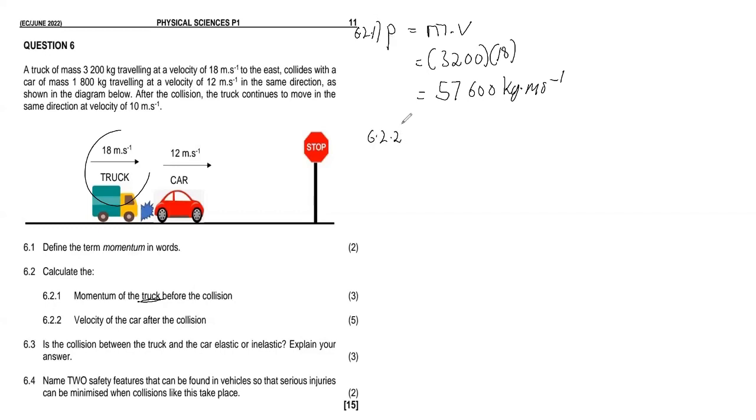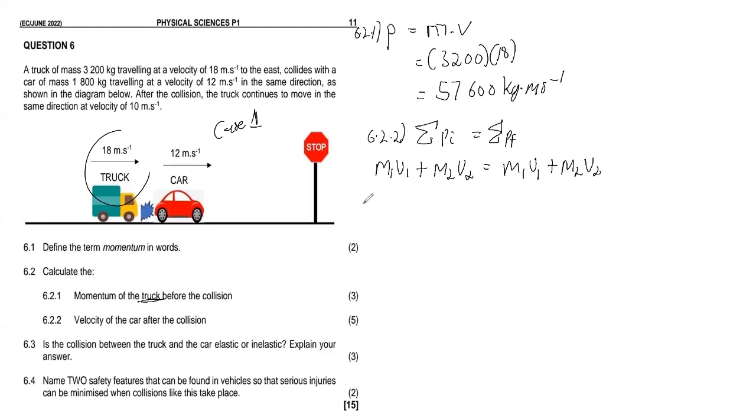For 6.2.2, it says calculate the velocity of the car after the collision. Now reading from the statement, we can see that this is case 1, whereby the two objects collide moving separately, and then after collision, they still move separately. So that means our formula needs to say sum of momentum initially is equal to sum of momentum finally. So we have our equation like this, m1 v1 plus m2 v2. After collision, again, they still move separately. So this is m1 v1 plus m2 v2, right?